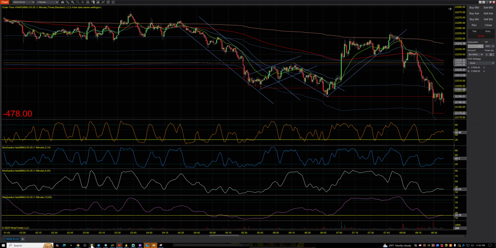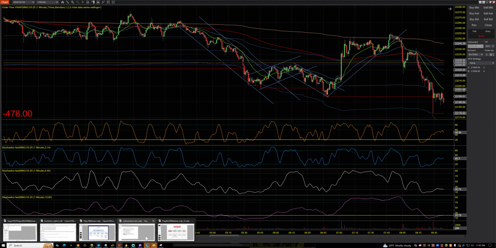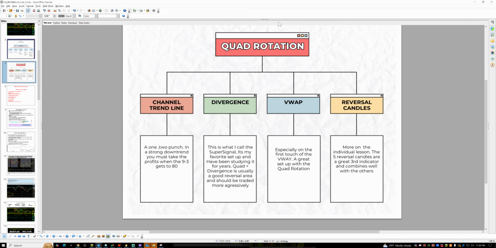So the first thing we had was the trend line. I want to make sure I understand what I'm talking about. So quad rotation, trend line, 1, 2 prongs. In a strong downtrend, you must take profits when the 9-3 gets to 80. And again, what does that mean? One more time, I'll show you.